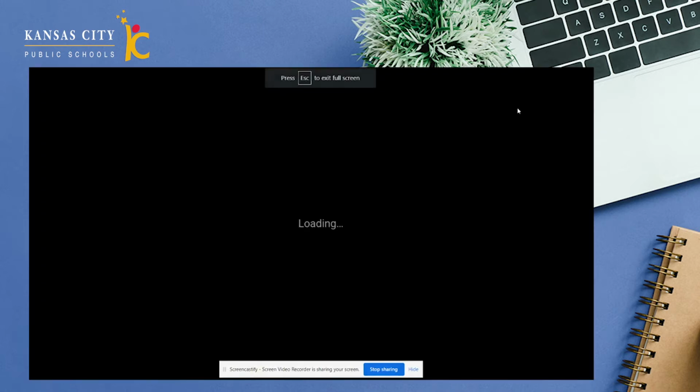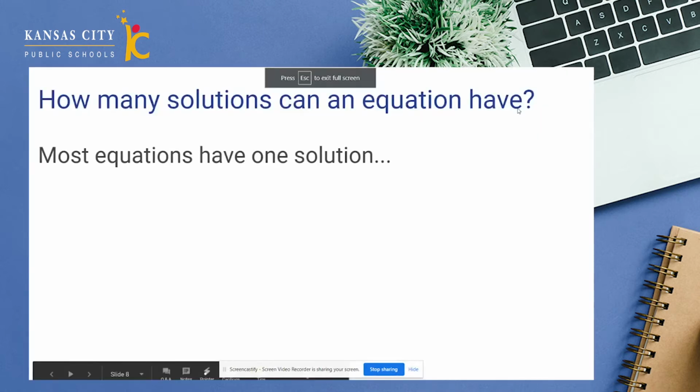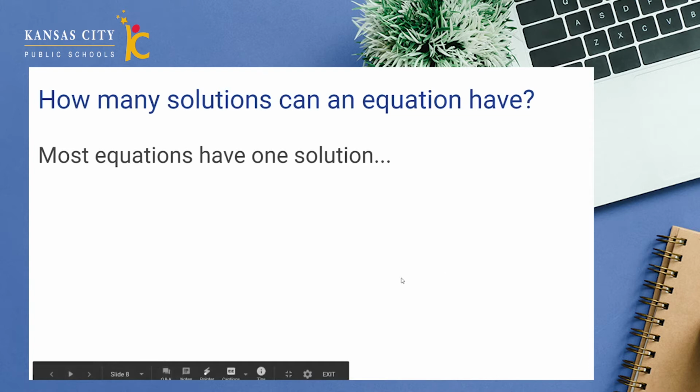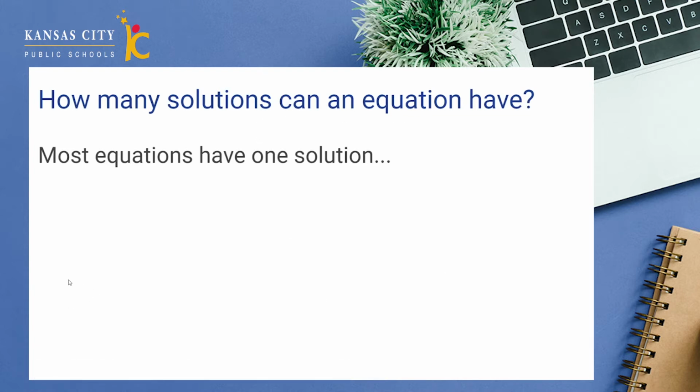Great. How many solutions can an equation have? Most equations have one solution. This is the second part of our learning target. And for some of us, this may be new material. How many solutions can an equation have?